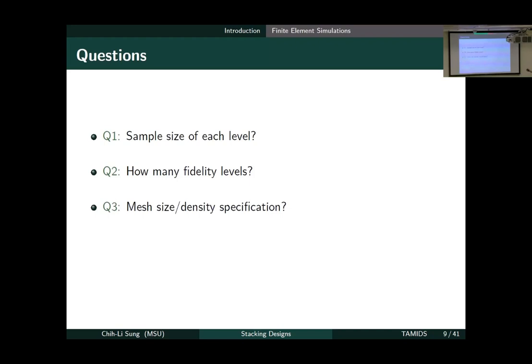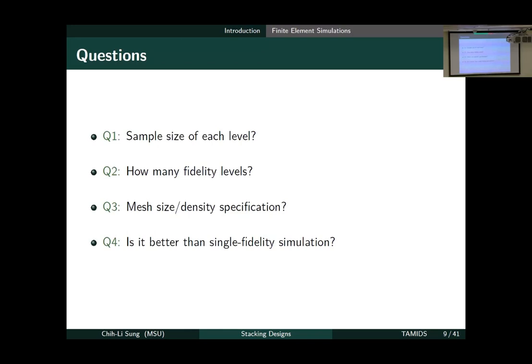what if I have a new label of the simulation? What is the mesh size I should use? Last but not least, is multi-fidelity simulation really better than single fidelity simulation? So, like I just mentioned, maybe we could just spend all of my budget on single fidelity simulation. I just spend all of my budget, all of my time on this highest fidelity simulation. I don't want to run multi-fidelity simulation.